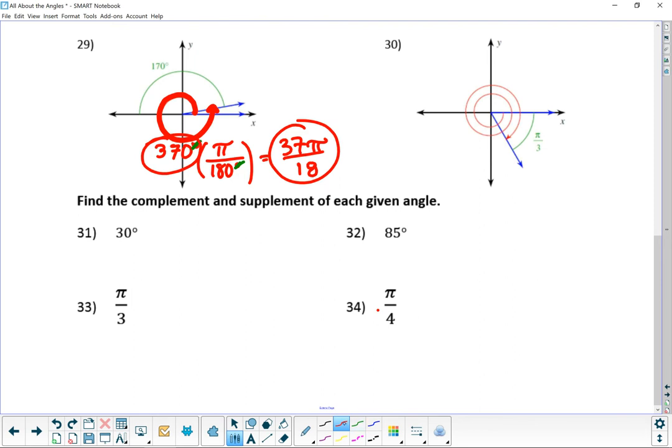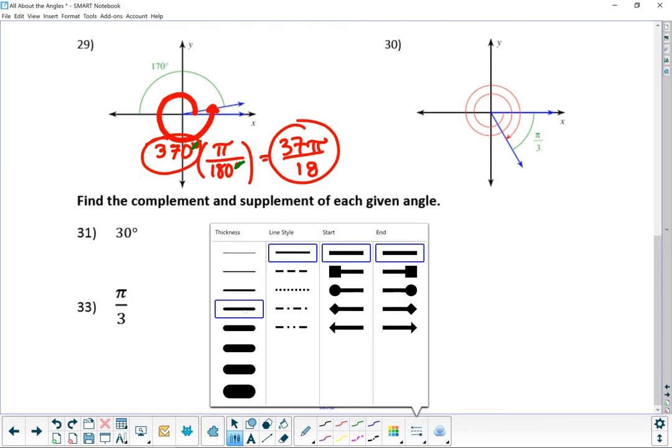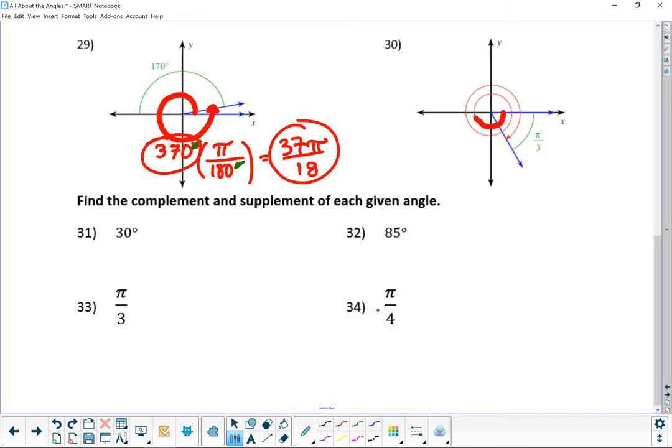Okay. Last one. Let me see. This looks like, let's see. I'm going backwards. So this is going to be a negative angle. So it looks like I'm going backwards one full circle. So negative 2 pi. Then it looks like I'm going backwards another full circle. So another negative 2 pi. So far I got negative 4 pi.